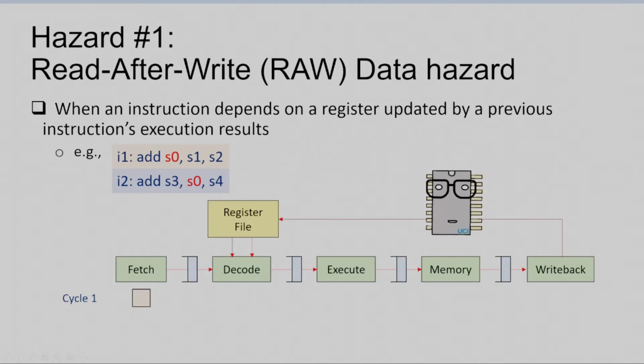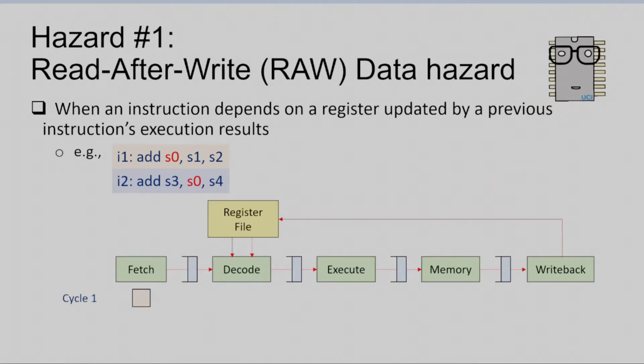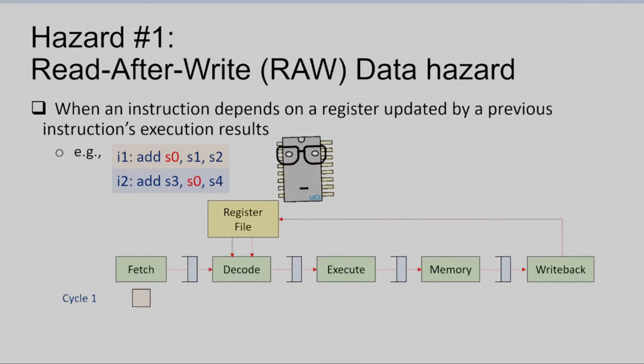So there are multiple types of hazards, but the first hazard we're going to be looking at, because that was the big thing that affected the previous example, is what is called the read after write hazard, RAW hazard. This happens when a later instruction depends on a register value updated by a previous instruction's execution results. So here's a simplified example to describe a little bit more intuitively what that means.